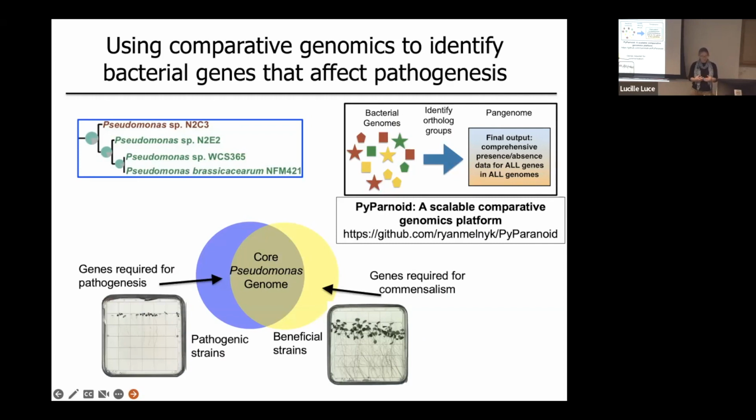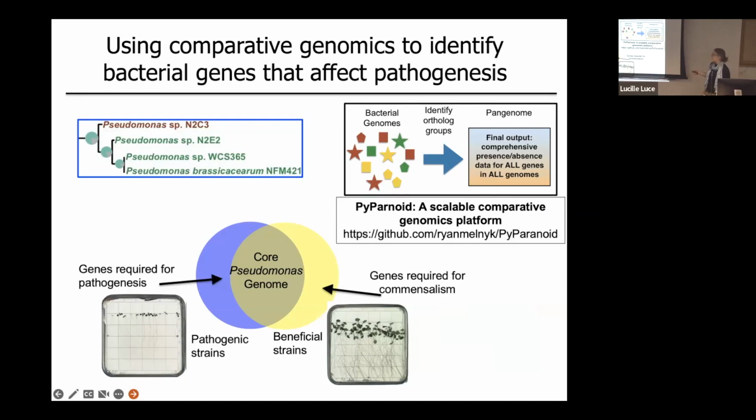And so Ryan actually came from a genomics background. As part of what he was doing in the lab, he was building a comparative genomics pipeline to try to identify genomic traits that would be unique to one strain and not another. The idea is that if we take the genome of our beneficial strains and compare to the genomes of our pathogen, we should have most of it the same, our core Pseudomonas genome, but the genes required for pathogenesis or mutualism or commensalism should be unique to each of those strains.